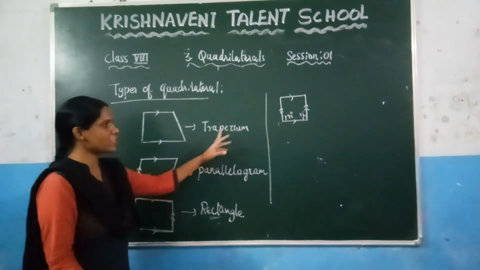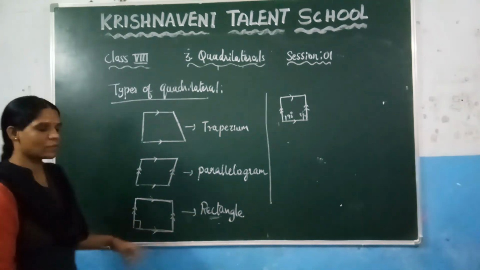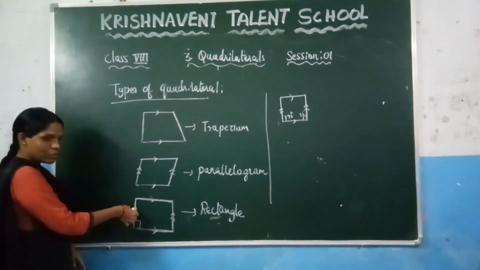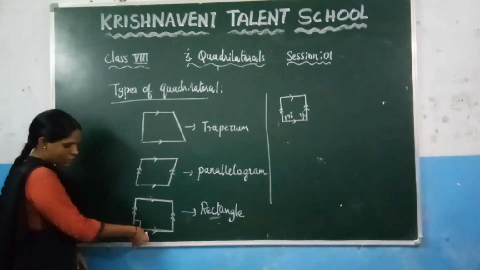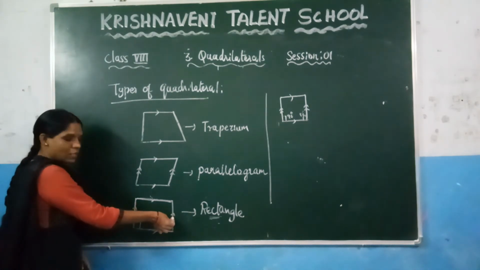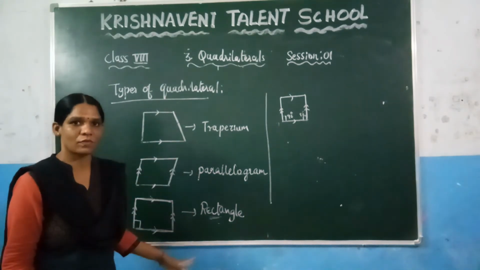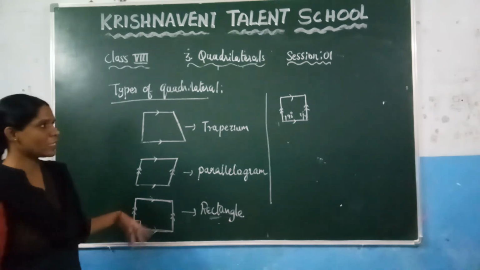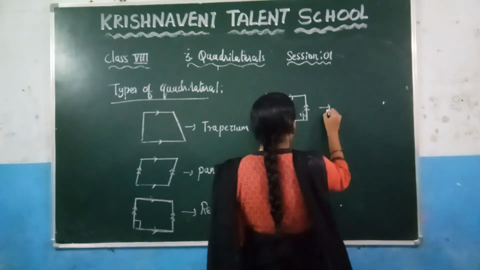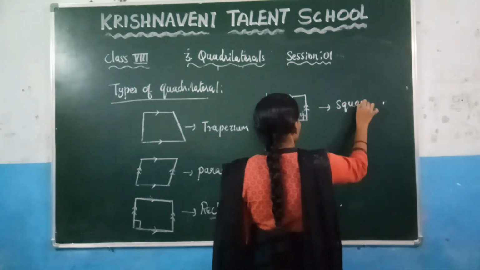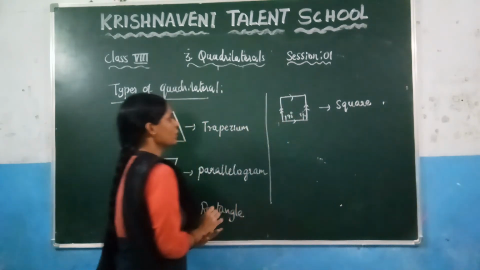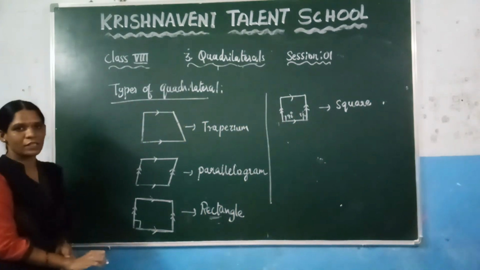But in the case of the square, the adjacent sides are equal. That means this side is equal to this side, and this side is equal to this side, this side is equal to this side, this side is equal to this side. In the total sense, we can see that all sides are equal. If all sides are equal, we get a special type of quadrilateral. We call it a square. So here we have discussed four types of quadrilaterals.